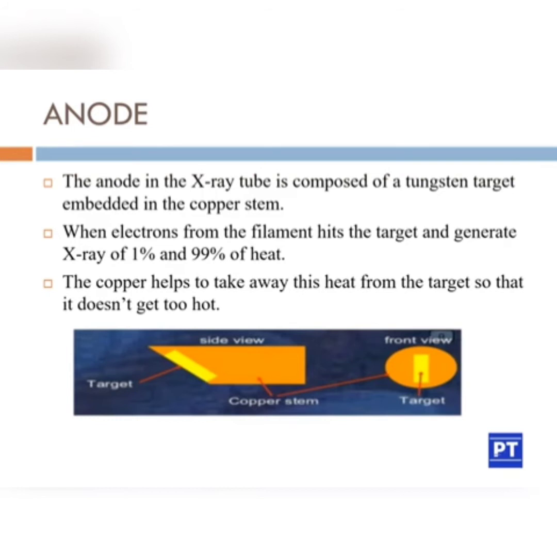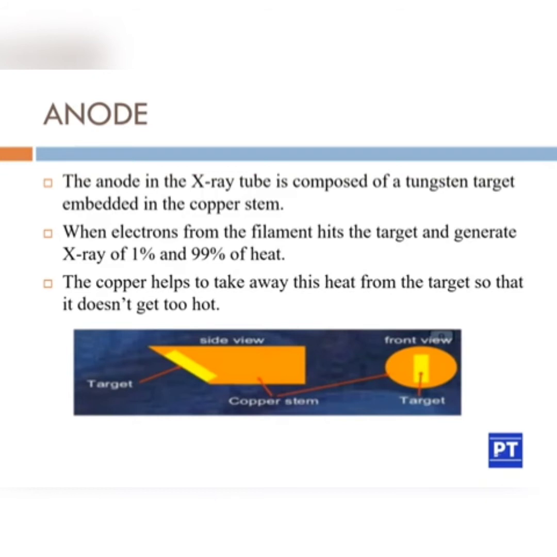Next is the anode. The anode in the X-ray tube is composed of a tungsten target embedded in a copper stem. So the material used as the anode is also tungsten, like that of the cathode, and why we have chosen tungsten will be discussed in the upcoming slide. This tungsten target is embedded in a copper stem. Why are we using copper?